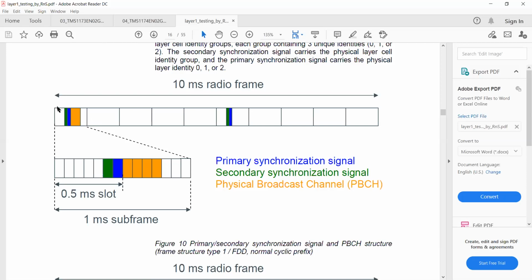If you take the first subframe, it has 2 time slots of 0.5 millisecond, which contain 7 OFDM symbols. I told you yesterday, in normal cyclic prefix, one time slot can accommodate only 7 OFDM symbols. These are the OFDM symbols we are accommodating in one time slot: 1, 2, 3, 4, 5, 6, 7. Similarly, in the second time slot, we have 7 OFDMA symbols: 1, 2, 3, 4, 5, 6, 7.